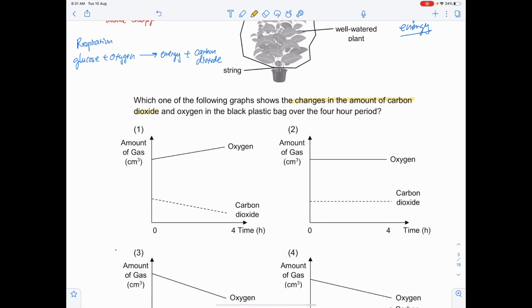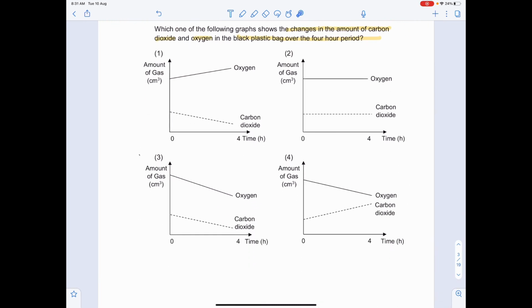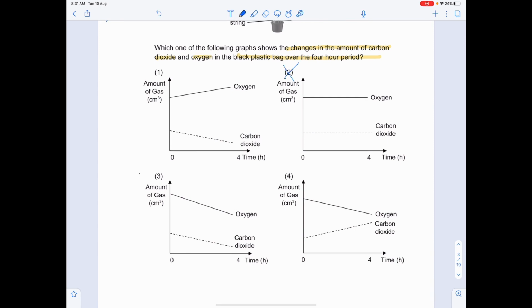So in our question here, they asked, which of the following graphs shows the changes in amount of carbon dioxide and oxygen in a black plastic bag over a 4-hour period? So right off the top, we have to recognize that photosynthesis is not happening, but respiration is happening all the time. So in respiration, oxygen is being taken in. So I have to look for one whereby the oxygen is actually being depleted. Looking at it, I know that 2 is wrong because 2 is the only one that is straight. The rest, they are all depleting. 1 is also wrong because it is increasing. So right off the top, I will have cancelled out 2 options, leaving me option 3 and 4.